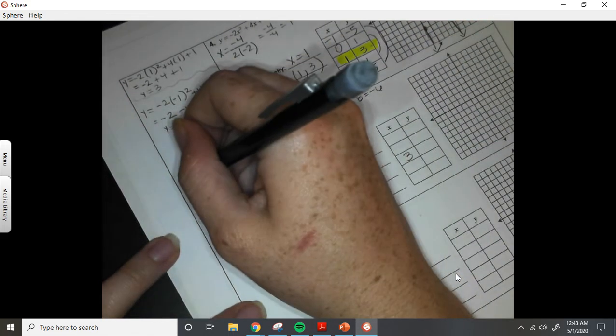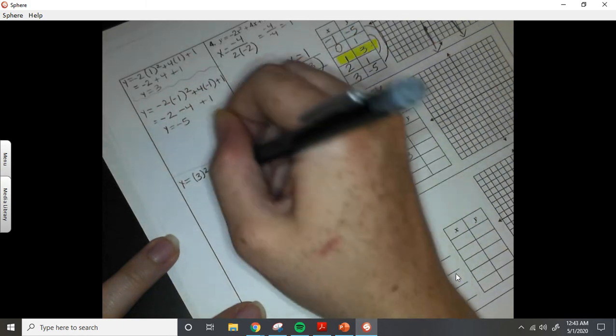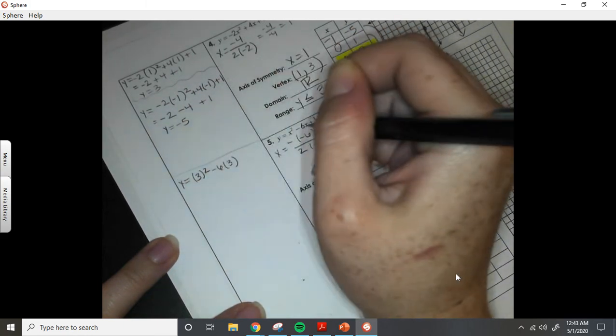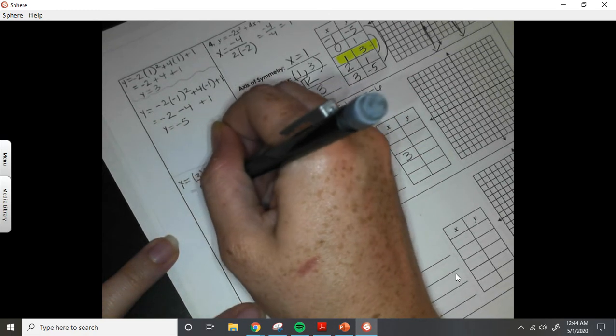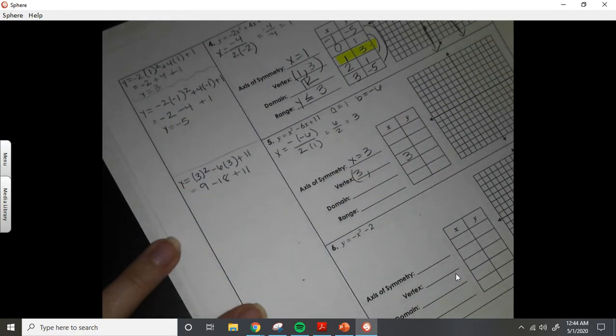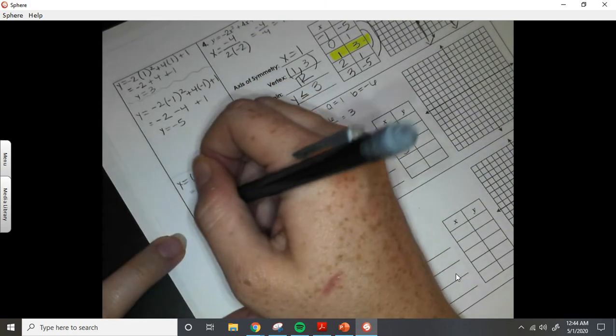So let's plug in a 3. So 3 squared minus 6 times 3 plus 11. 9 minus 18 plus 11. 9 minus 18 is negative 9. Negative 9 plus 11 is 2.